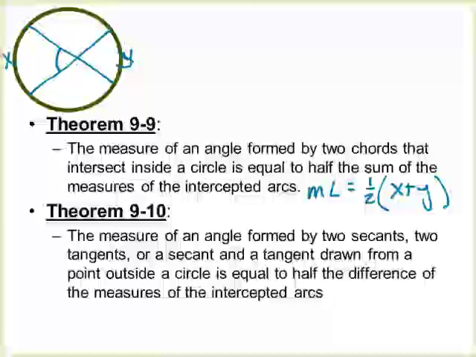So we've talked about a couple of angles inside a circle so far. We talked about a central angle, which is an angle whose vertex is at the center. We talked about an inscribed angle, which is an angle whose vertex is on the edge of the circle. So if we have a central angle, what was the measure of that in relationship to the arcs? How big was the central angle? The same as the measure of the arc it cuts off.